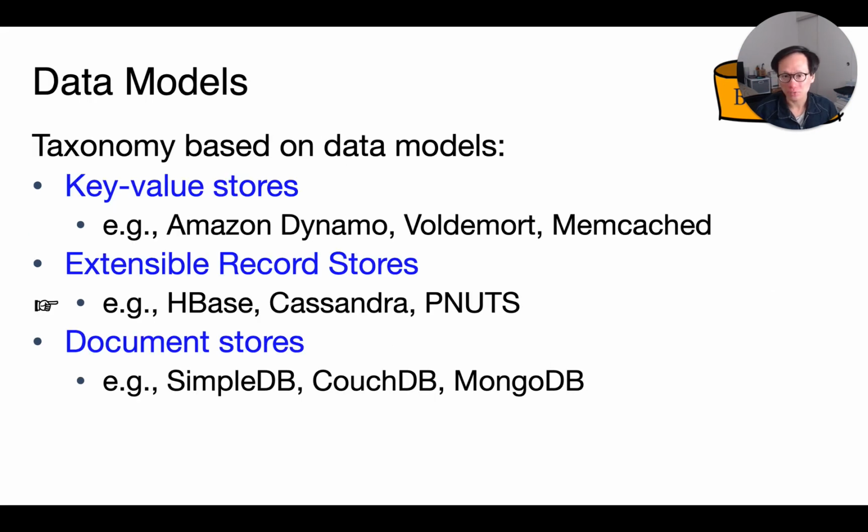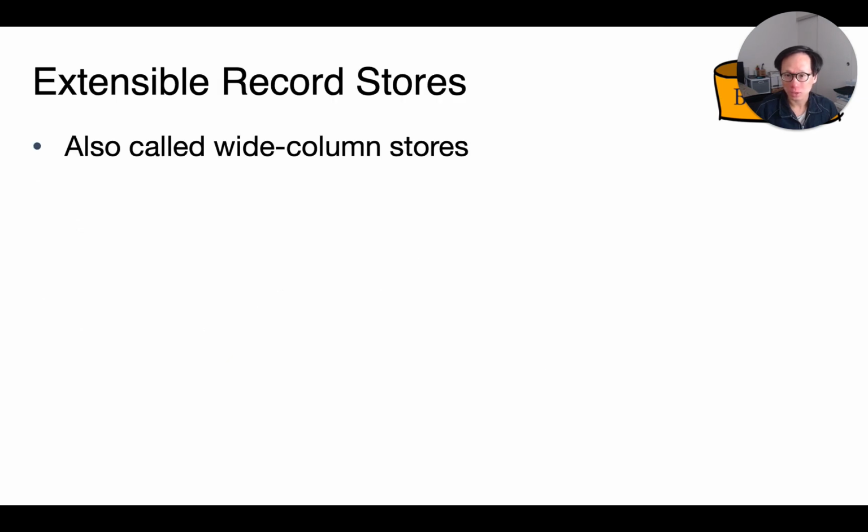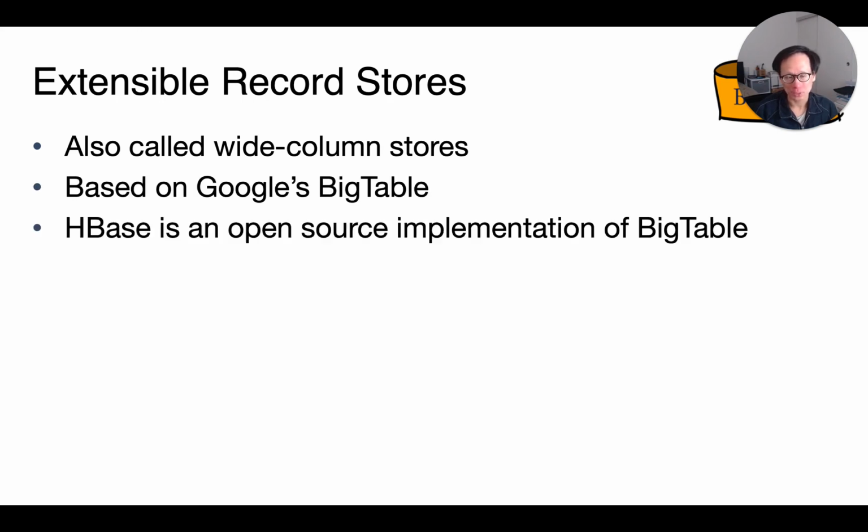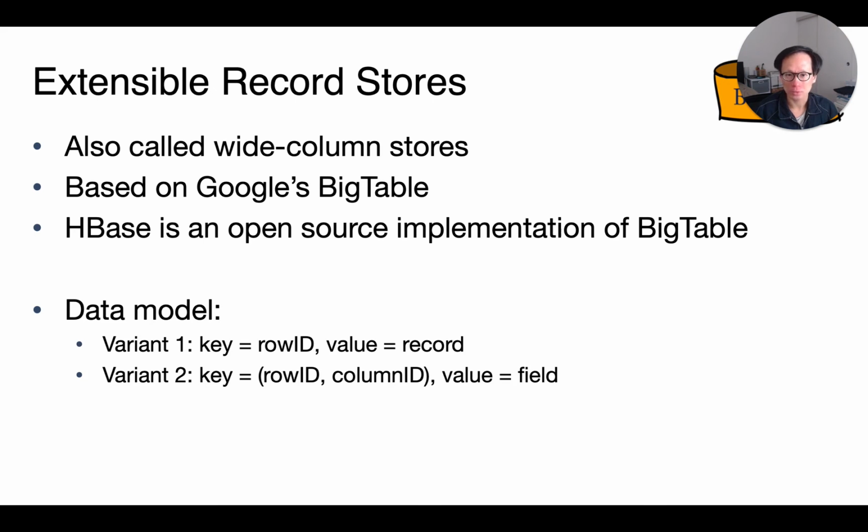Now let's talk briefly about extensible record stores. These are also called wide column stores, with Google's Bigtable and the open source HBase project being representative implementations. Extensible stores provide two data models. The first one is just like a key value store, with what we call a row ID and its associated value. And just like key value stores, each row's associated value can be completely different.